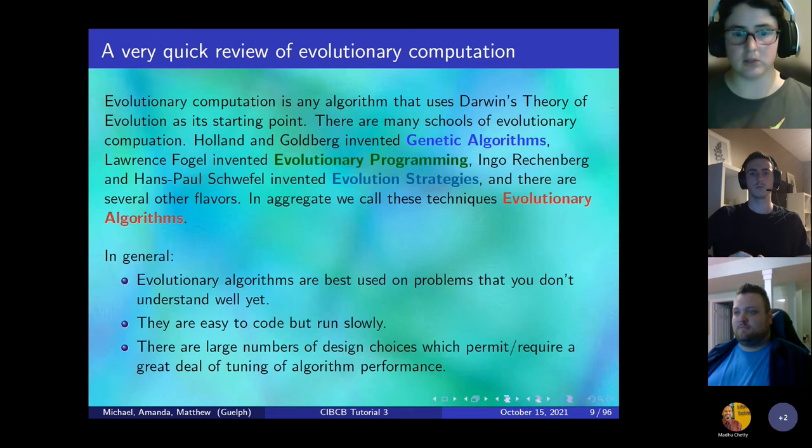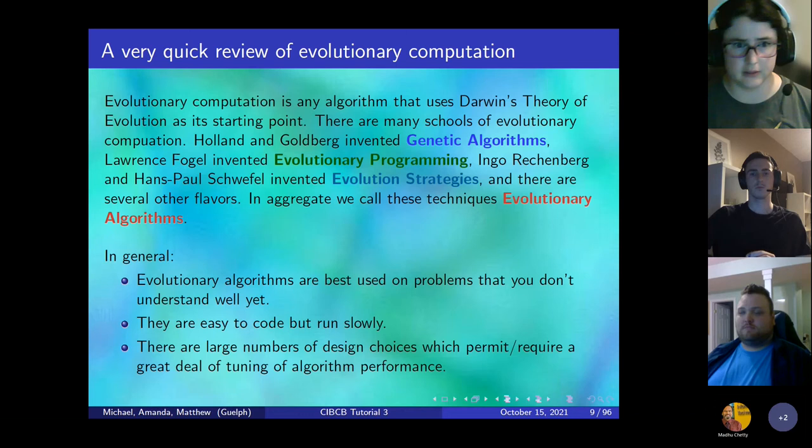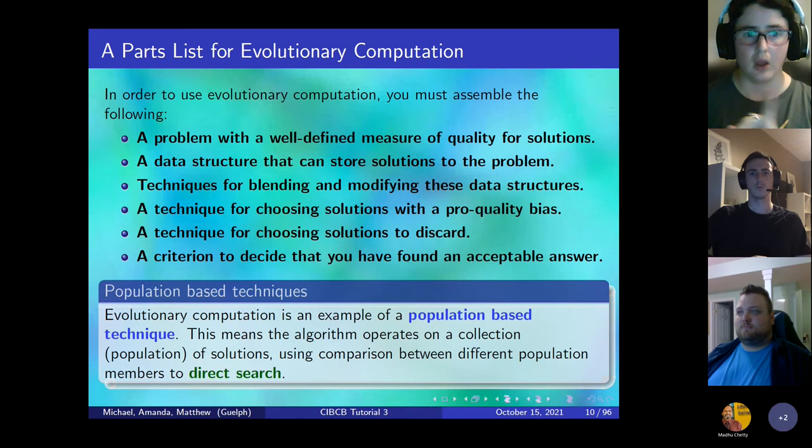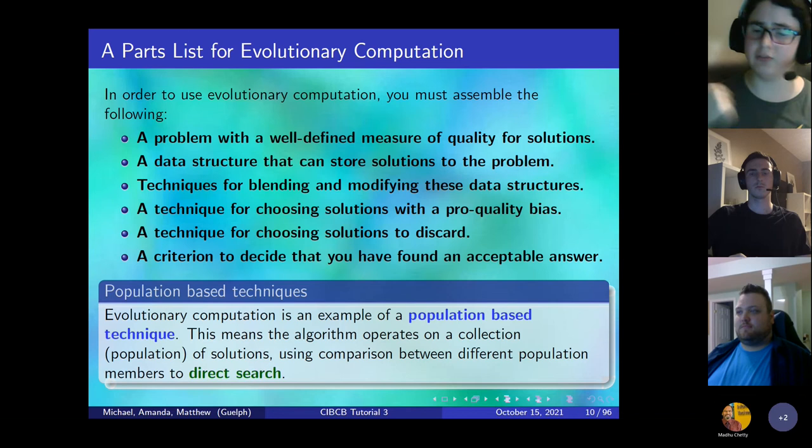In general, evolutionary algorithms are best used on problems that you don't understand well yet. These are easy to code but slow to run, and there are a large number of design choices which permit but also require a great deal of tuning of algorithm performance. In order to use evolutionary computing, you must assemble the following: a problem with a well-defined measure of quality for a solution, a data structure that can store solutions to the problem, techniques for bending and modifying these data structures, a technique for choosing solutions with a quality bias, a way of selecting the better answers, a technique for choosing solutions to discard, and a criterion to decide when you have found an acceptable answer.